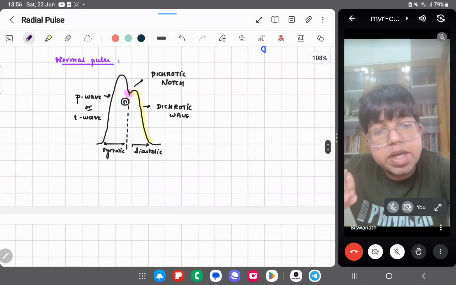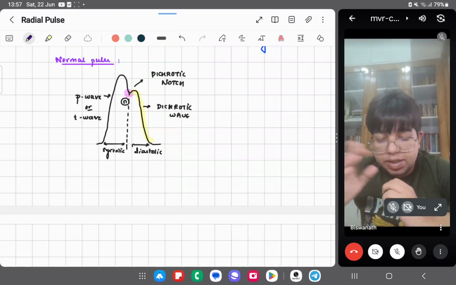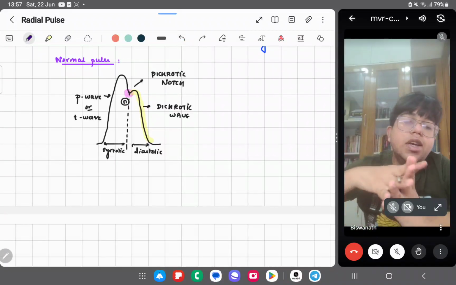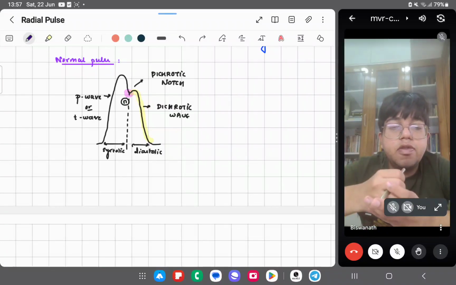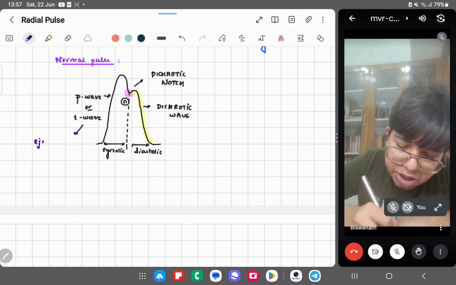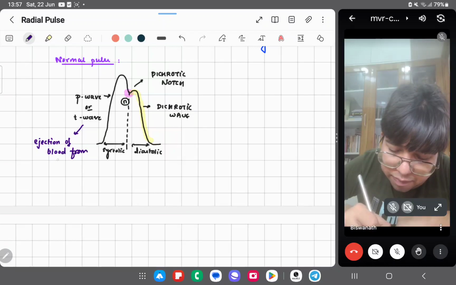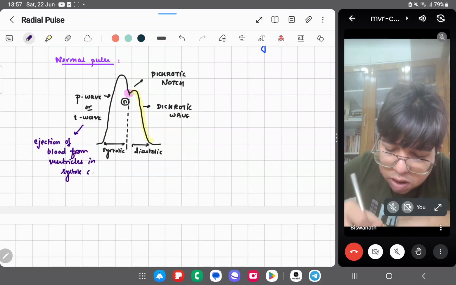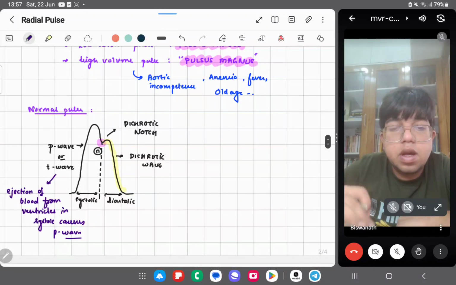P wave or T wave, percussion wave: this is the ejection. In the cardiac cycle there is a diastole and a systole. So this is the systolic part, and the P wave is in the systolic part. When the ventricles eject the blood as the heart contracts, this causes the P wave. So ejection of blood from the ventricles in systole causes the P wave. Understood.